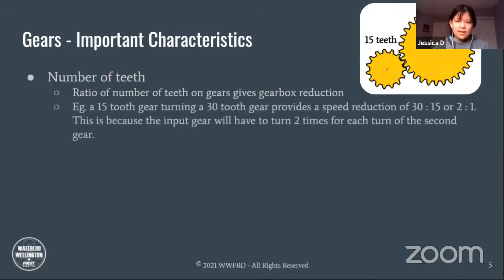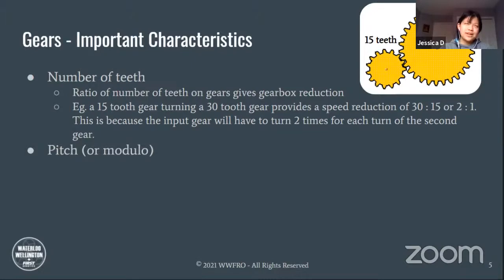So what does that mean? For example, you see that first gear, the 15-tooth gear, turning the 30-tooth gear. If it's the input gear, that will provide a speed reduction ratio of 30 to 15, or 2 to 1. What that means is that as you're turning the input gear with 15 teeth, it will have to make 2 rotations for every rotation of the second gear, right? 15 times 2 is 30, because we're always moving one tooth at a time. And that will give you a reduction in the speed, or the rotations per minute.